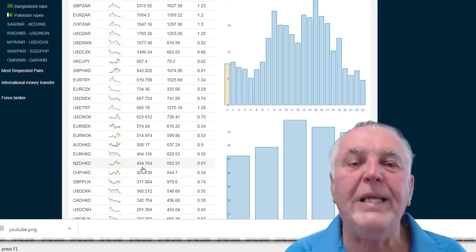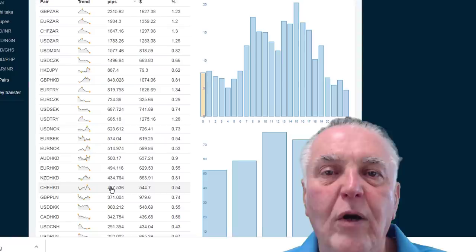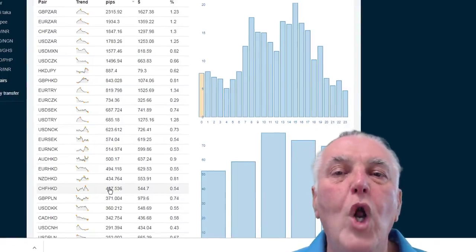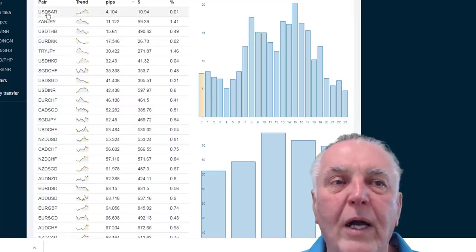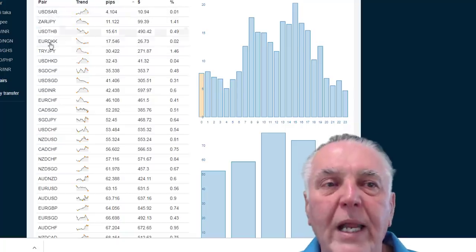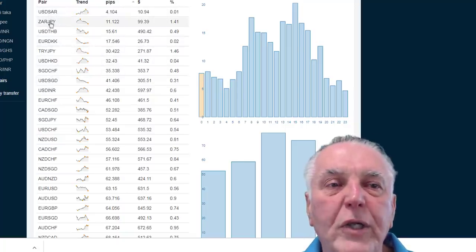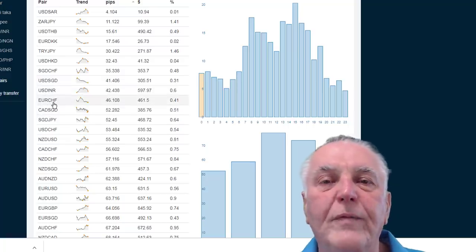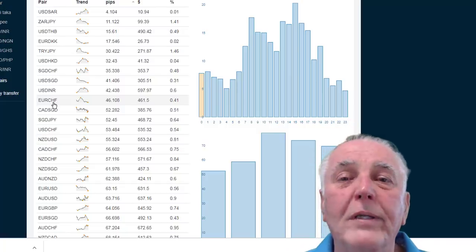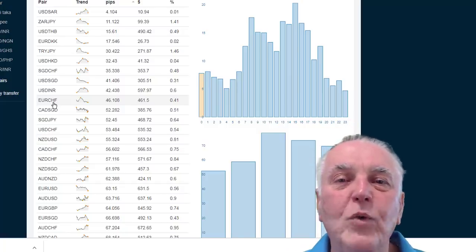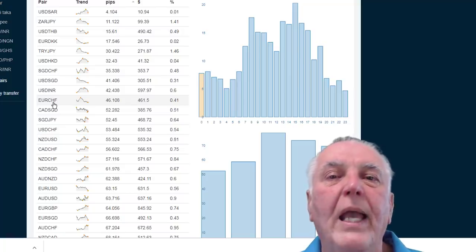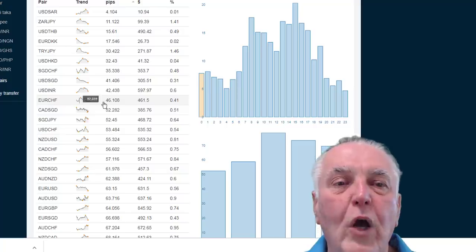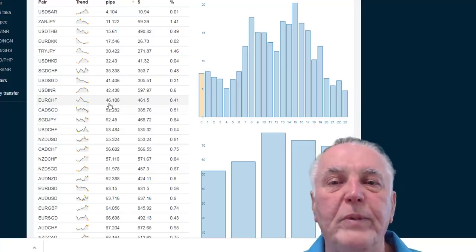What's in this pip column is the daily volatility of the particular currency. So we're looking for low volatility currencies, so we sort it, and there we find a whole lot of low volatility currencies, but none of them are actually traded very often. So we have to go down the list, and here we are. The euro franc is the first, let's say, normally traded currency that we find, and that is why I've selected the euro franc. It is a low volatility currency and doesn't move that much. It only moves 46 pips a day.